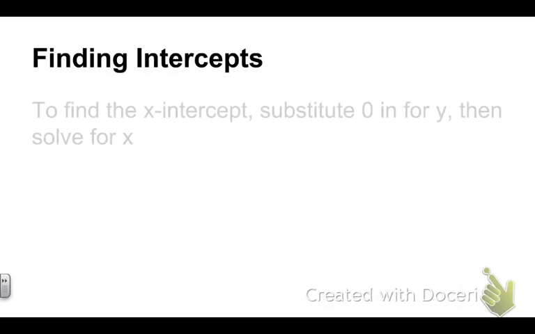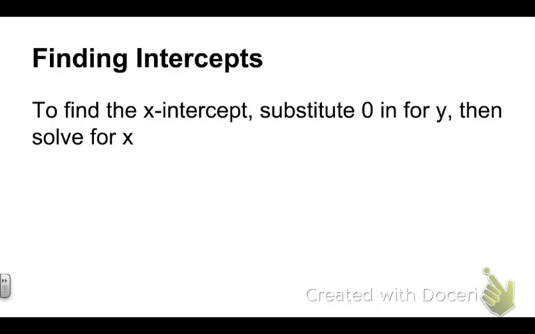So, we need to find those intercepts. The way that you do it, find x-intercept, substitute 0 in for y, then solve for x. Why are we substituting in 0? Well, if we want the x-intercept, x is on the x-axis, we don't want to go up on the y, we don't want to go down on the y, we want to just stay at 0. If we stay at 0, we don't move up or down, it's going to land us right on that x-axis. So, substitute 0 in for y, and then solve for x.